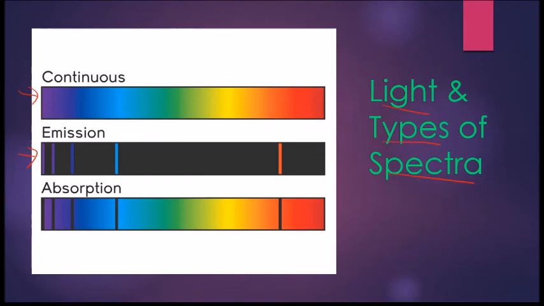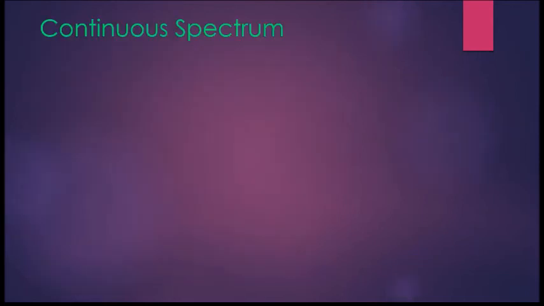But the continuous spectrum really is just white light being shined through a prism, which diffracts it based on its wavelengths. So you get the nice, beautiful rainbow colors. The emission spectrum, though, as you can see, is mostly black with a few colored lines in it. We're going to talk about why it has those few colored lines.